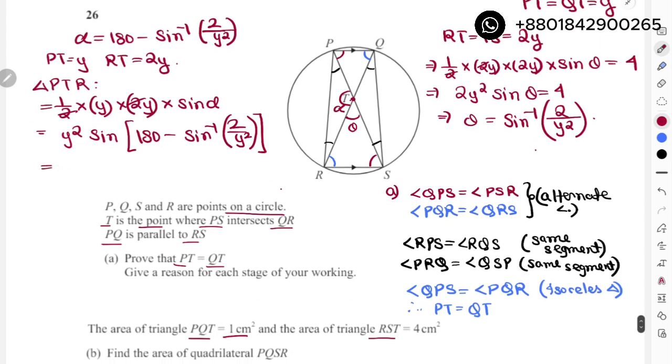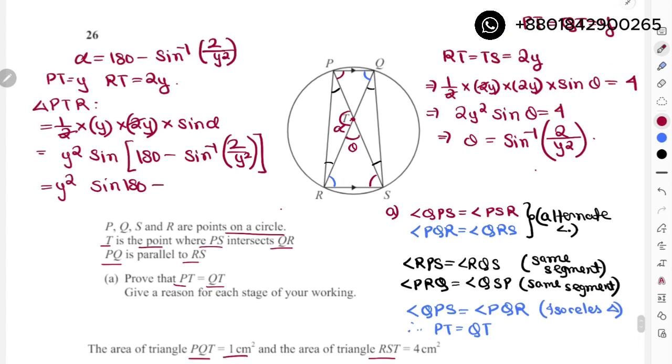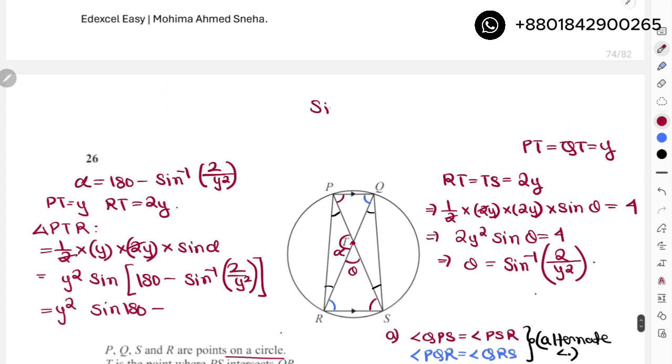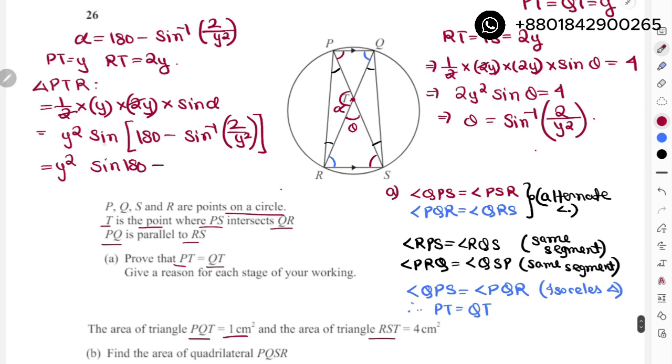And then after this, y square, if you multiply sine with them, this is going to be just sine of 180 minus sine inverse, and sine. Understand that sine inverse is 1 over sine. So when you multiply them, they cancel each other out, and they're going to leave you with 2y square. And again the value for sine 180 is 0, so you end up getting y square with negative 2 over y square.